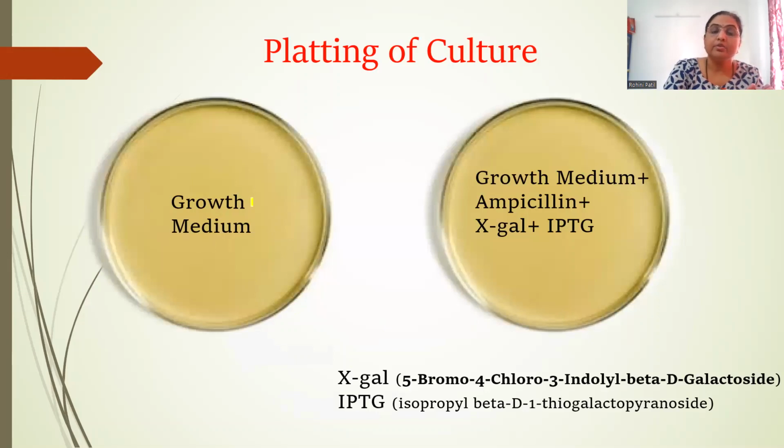Here there is a growth medium. This is the first plate in which there is a growth medium, the control one. The second plate will have the growth medium plus ampicillin plus X-gal plus IPTG. As we have taken the example of pUC18, on pUC18 there is an ampicillin resistance gene. So here we have to add ampicillin into the medium. X-gal is a chromogenic substrate. IPTG is an artificial inducer.